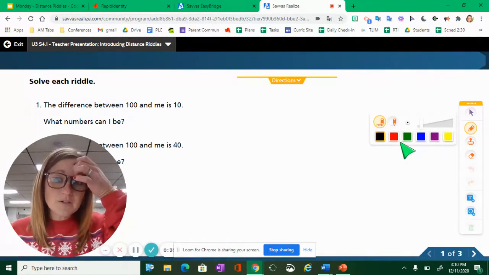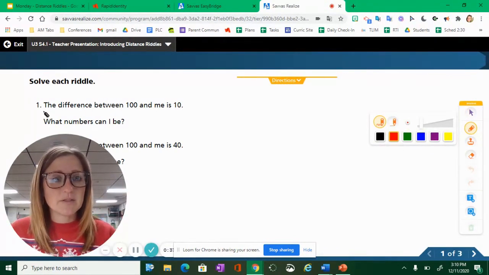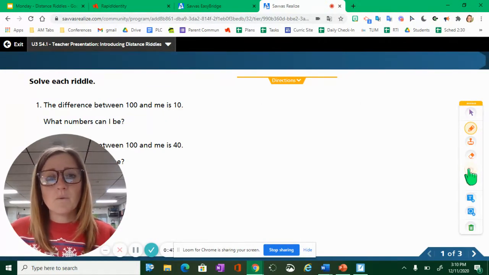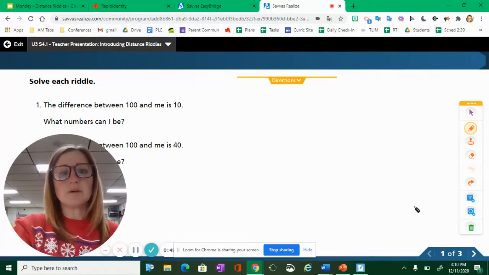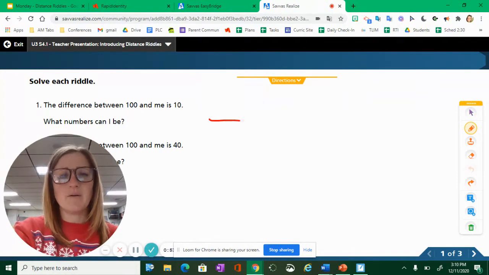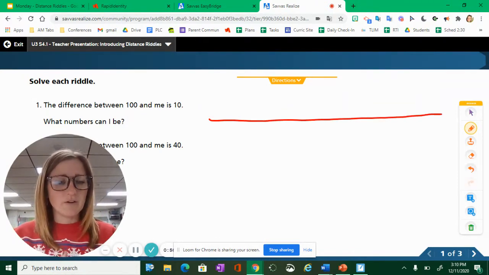So the first question I'm going to use as an example is here. It says the difference between 100 and me is 10. What numbers can I be? So what we're going to do is we're going to use a visual. We're going to use a number line. And we're going to talk about how we could figure this out.